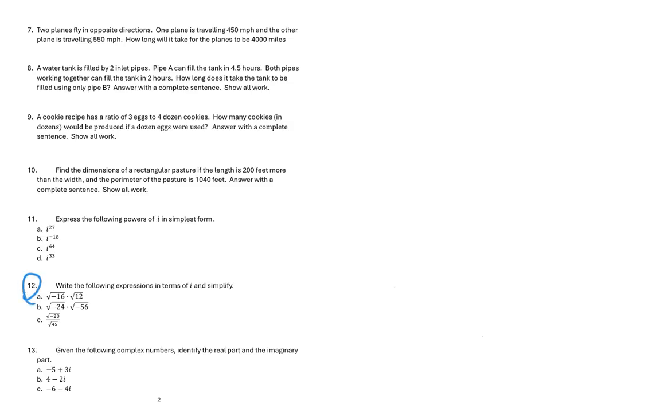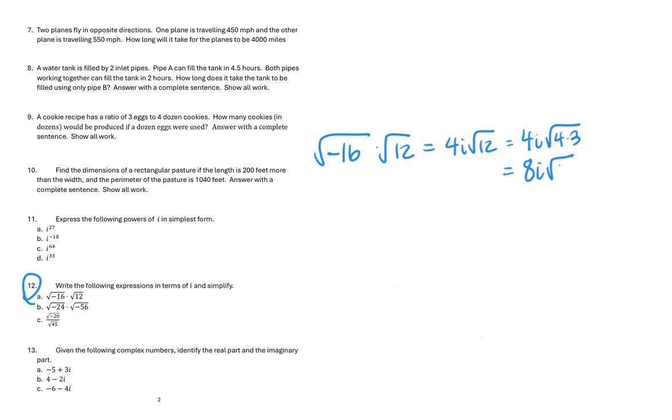Number 12, write the following expressions in terms of i and simplify. So for the first one, the square root of -16 is 4i, so square root of -16 times square root of 12. This is equal to 4i times the square root of 12. And 12 I can break down into the square root of 4 times 3. And when I take the square root of the 4, I get 2. And I can multiply the 2 by the 4 to get 8i. And then the square root of 3, I just have to leave like that.